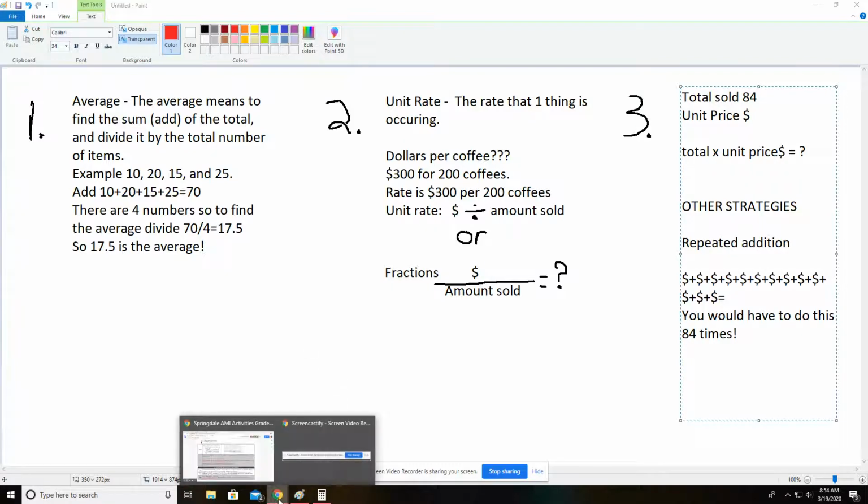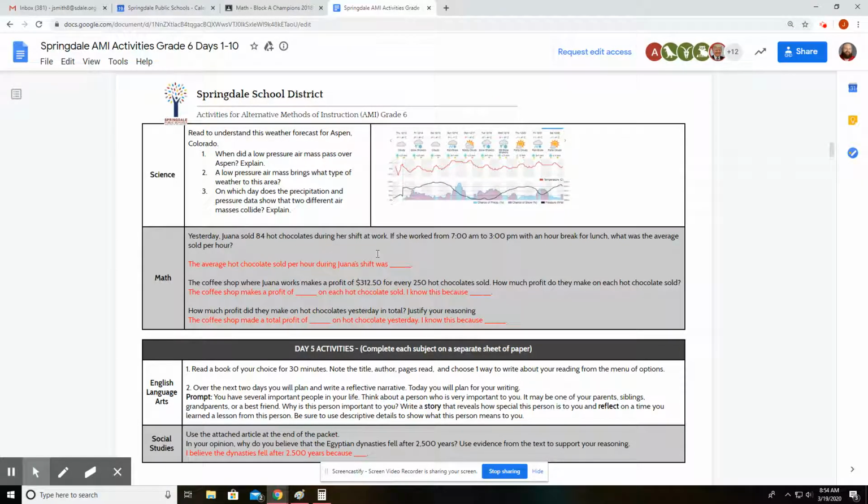When you're looking at the problem here, you're going to have to figure out how many hours you worked, and you're going to have to add that up to find the total, and then how many hours that was. Once you find that, she sold 84 hot chocolates. So there's your 2 numbers. Okay. Let's go back.